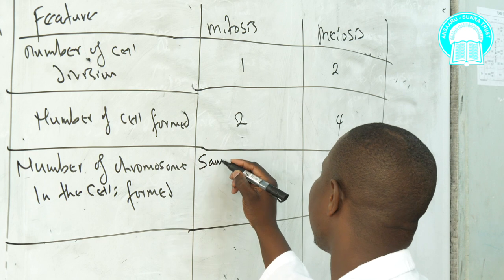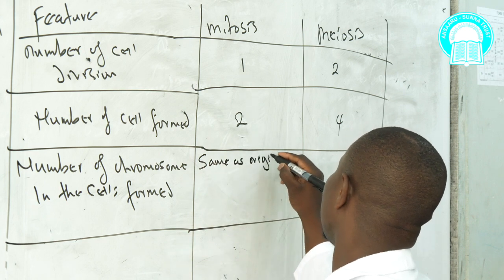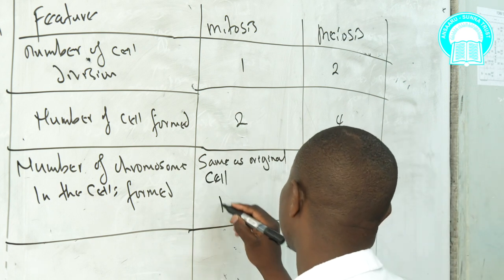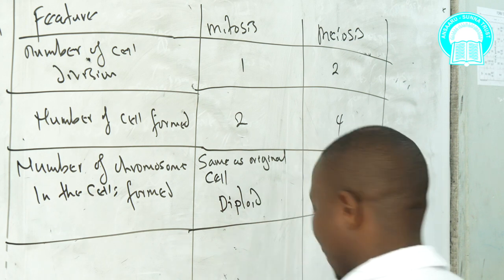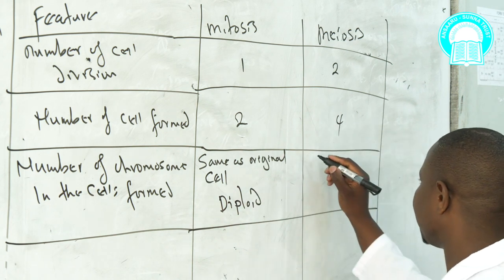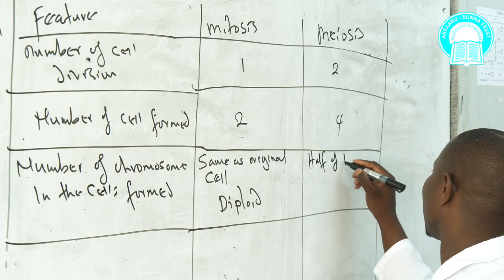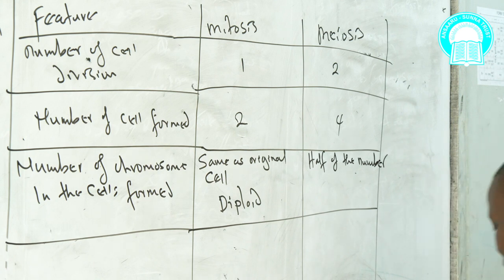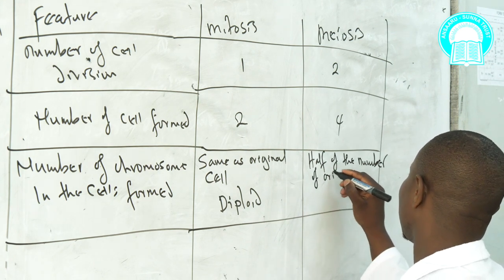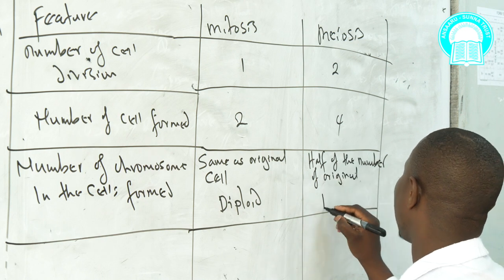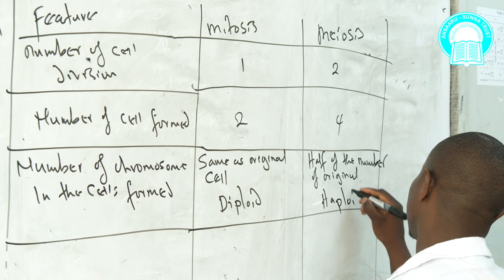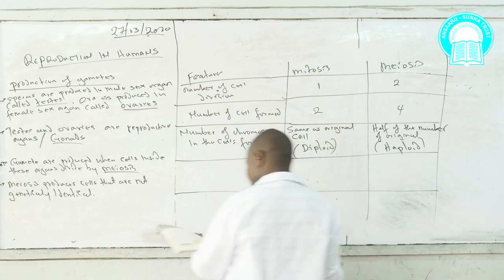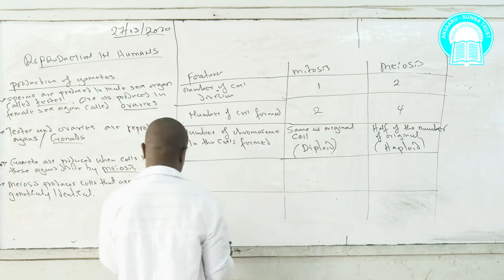Same as the original cell. We call it what? Diploid. But here, half the number of the original, and it is said to be haploid. This one is diploid and the other one is what? Haploid. Then lastly, type of cell formed.